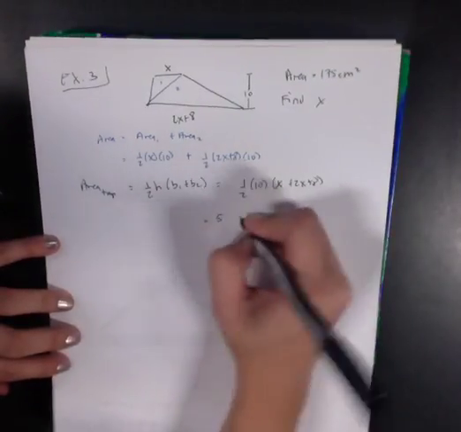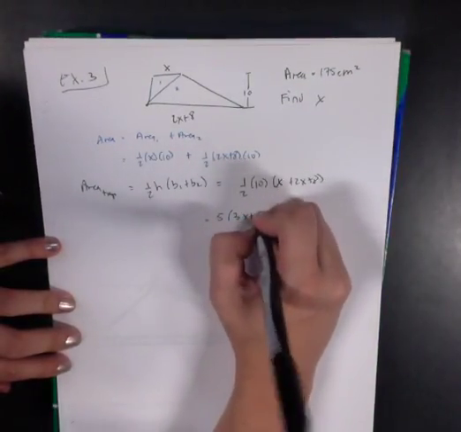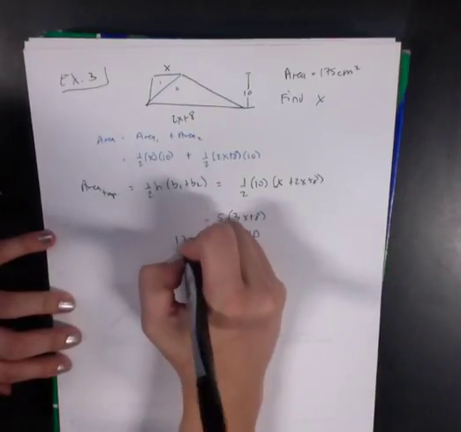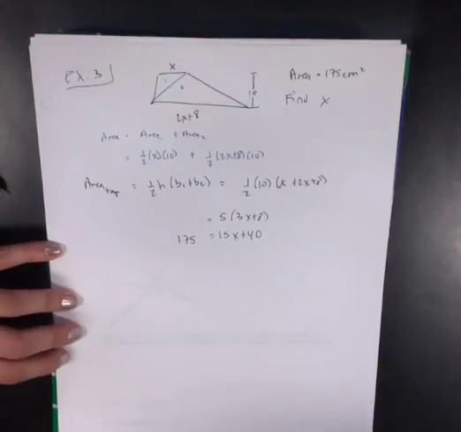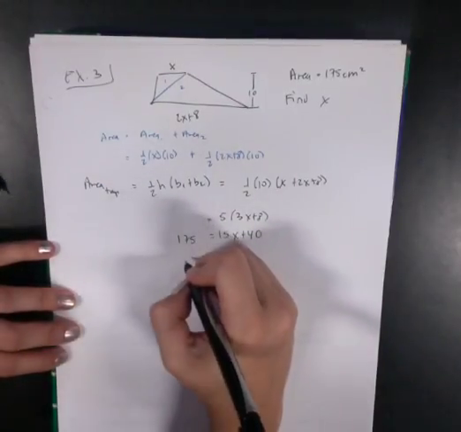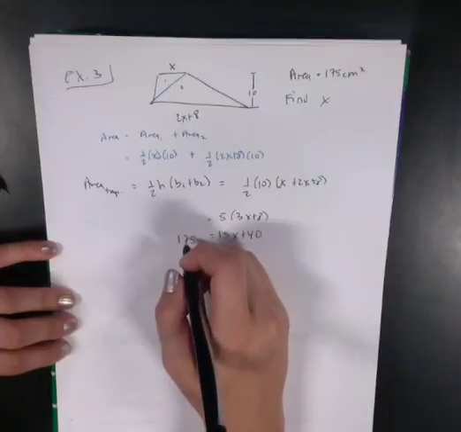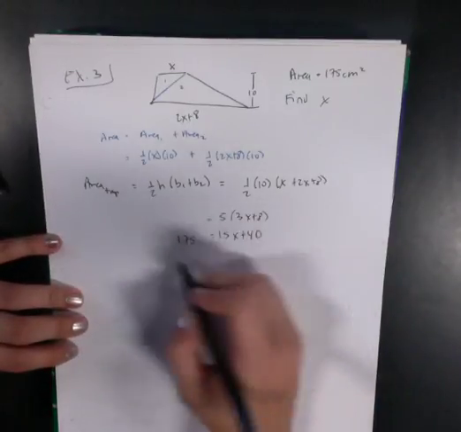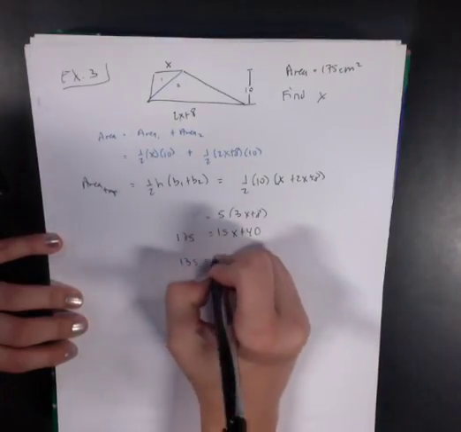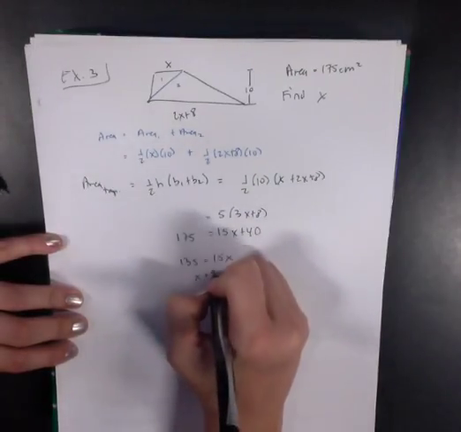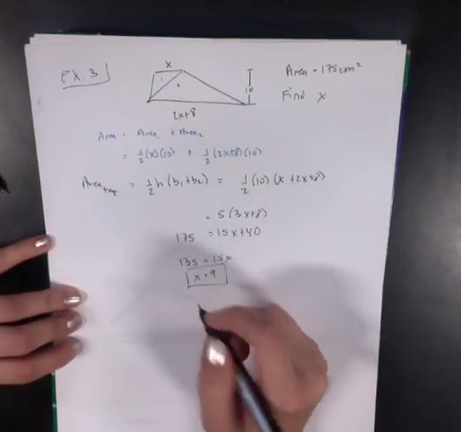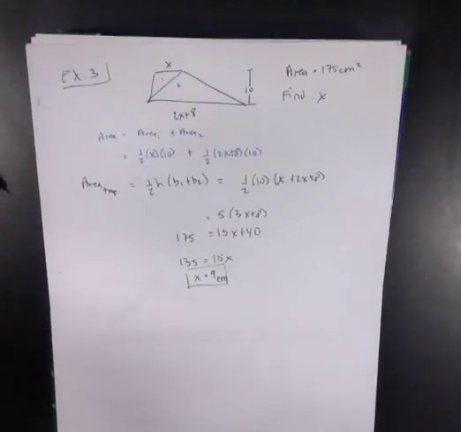So let's solve this. This gives me 5 times 3x plus 8, which gives me 15x plus 40. And we know that the area equals 175. So then I get, if I divide everything by 5, I could do that. Or you could subtract 40 over, so 135 is 15x. Then we get x is 9. And we label our units. This is in centimeters. Okay.